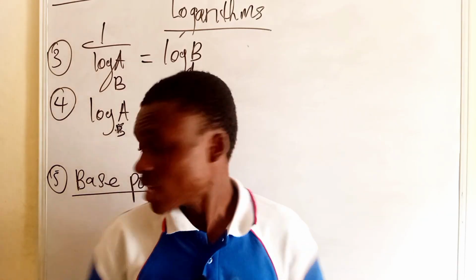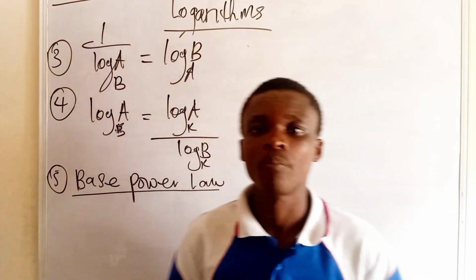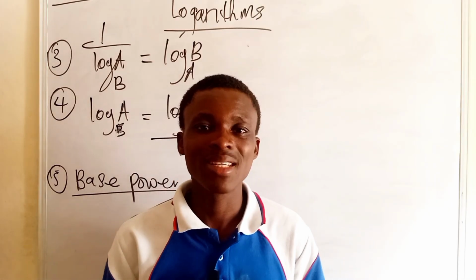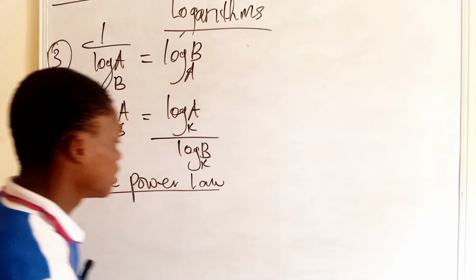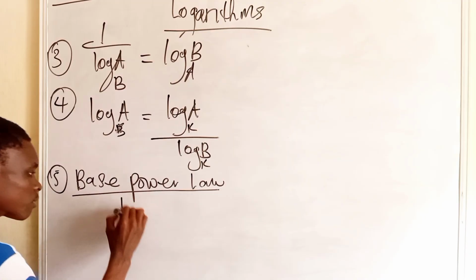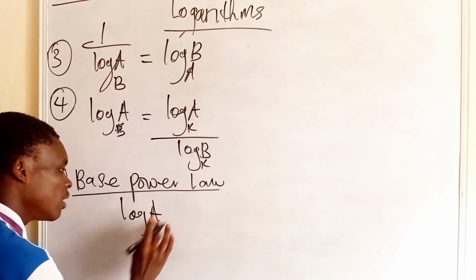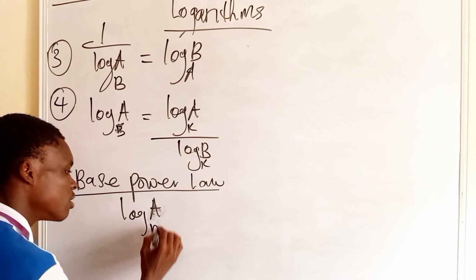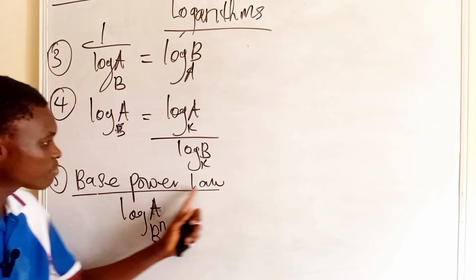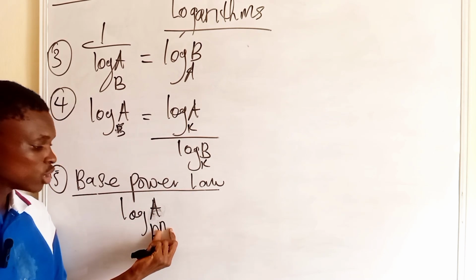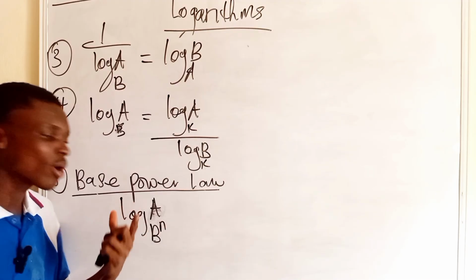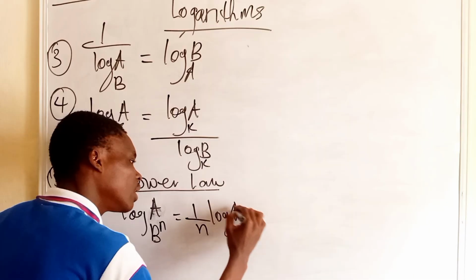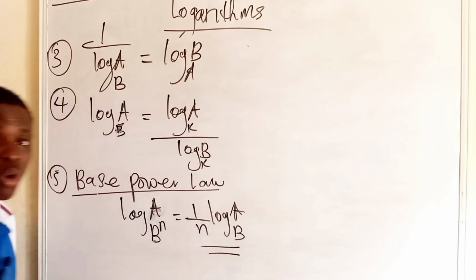All right, the next one we have is called the base power law. This states that when the base is raised to a power, the reciprocal is required. Clearly, if we have log of A to base B raised to power n, the base is carrying the power. So when the base has the power, the reciprocal is required. What is the reciprocal? 1 all over n, times log A base B, and that is all right.